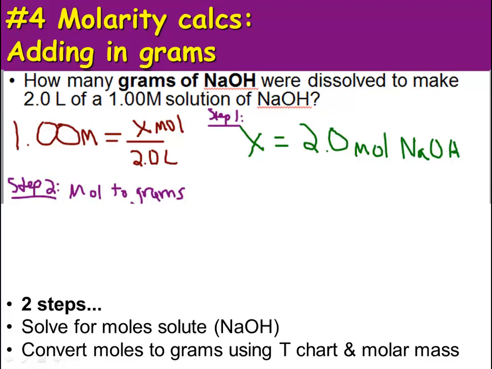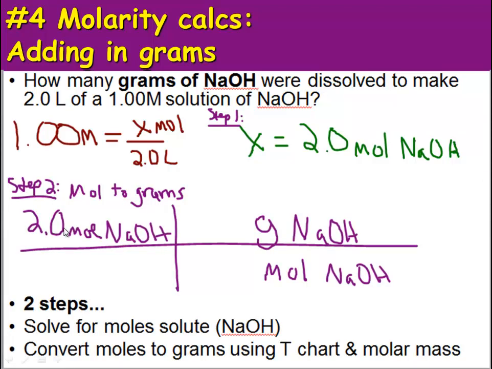Moles to grams, same thing we were doing back a couple units. We're going to set it up with 2.0 moles of NaOH. Well, we want to go to grams of NaOH. What cancels moles of NaOH? We know it's moles of NaOH. We need to know what the equality is. How many grams of NaOH are there in how many moles?